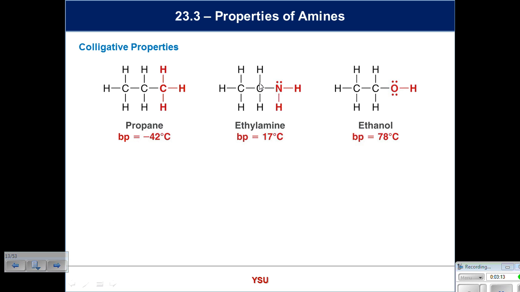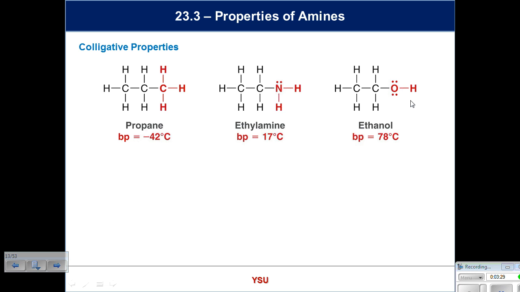You move up to this guy, this one has a lone pair, and it has some protons which are delta positive, so you can actually infer here that you'll get some hydrogen bonding, and the boiling point here is 17 degrees C. So that's a gas at room temperature. And then you move up to alcohol, to ethanol, and you've got more possibility.